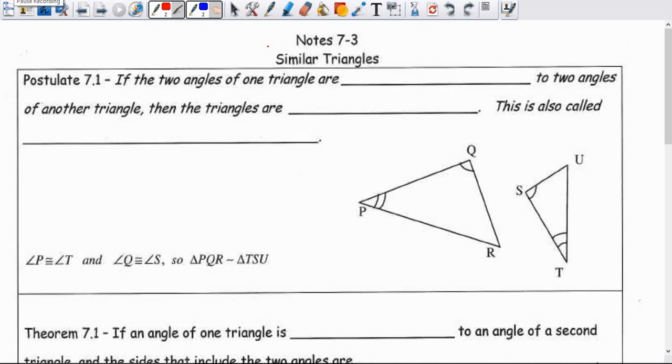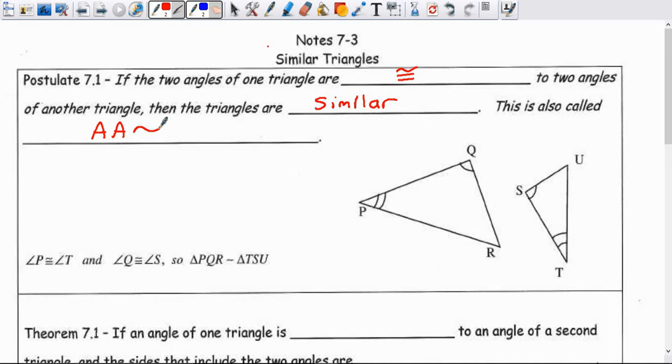All right, for this section of notes, guys, it's 7-3, similar triangles. Postulate 7-1 says, if two angles of one triangle are congruent to two angles of another triangle, then the triangles are similar. This is also what we would call angle-angle similarity. And you could write out angle-angle similarity, or you can just abbreviate it like so, AA similarity.